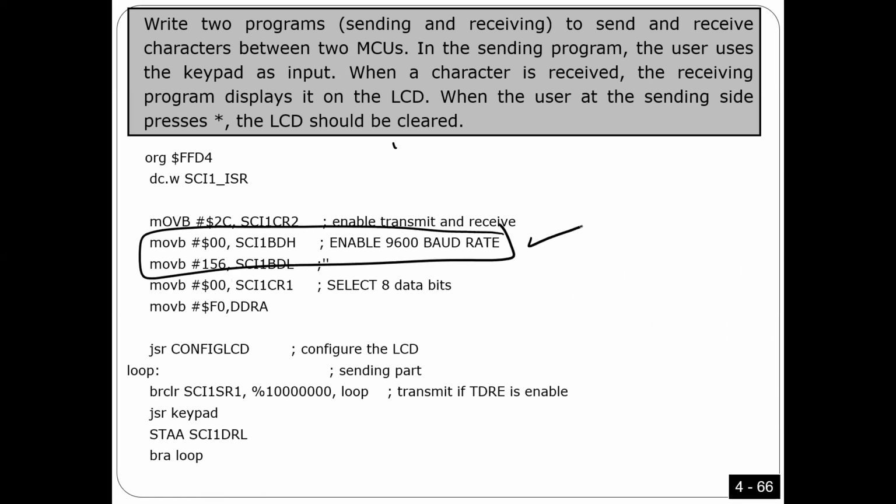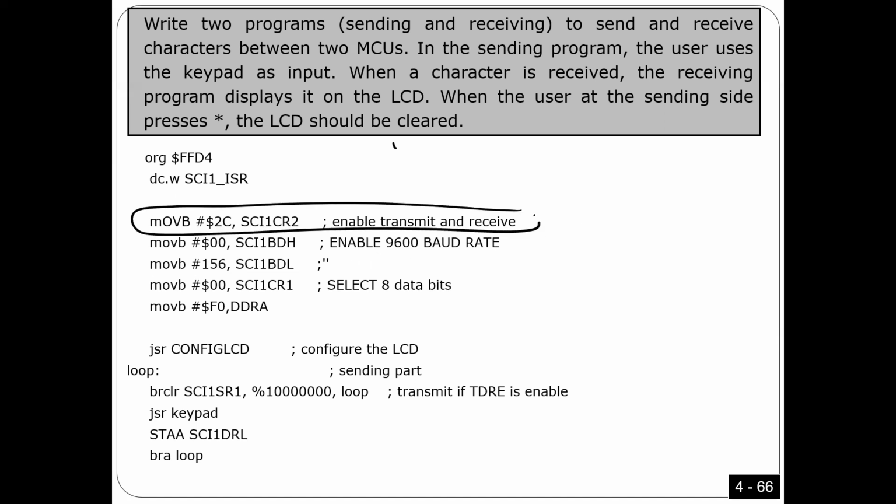Okay. So try to imagine it with me. This program, I'm gonna run it on the 2 boards. Okay, you'll understand, because both of them are doing the same thing. So try to understand it. Okay. So this is number 1. Okay. Number 2, here also I have to program this one in order to enable transmit and receive.